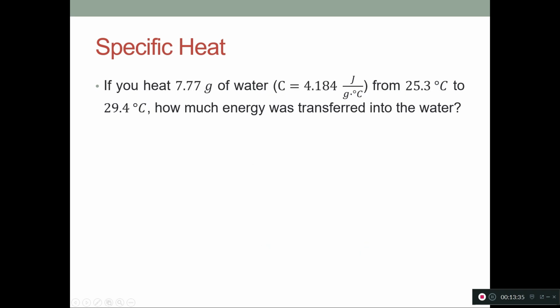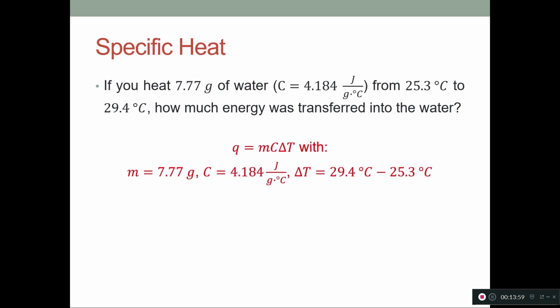And so if we heat 7.77 grams of water, which has this specific heat here, 4.184 joules over grams Celsius, from 25.3 degrees Celsius to 29.4 degrees Celsius, how much energy was transferred into the water? I'll let you think about this and try to answer it on your own.